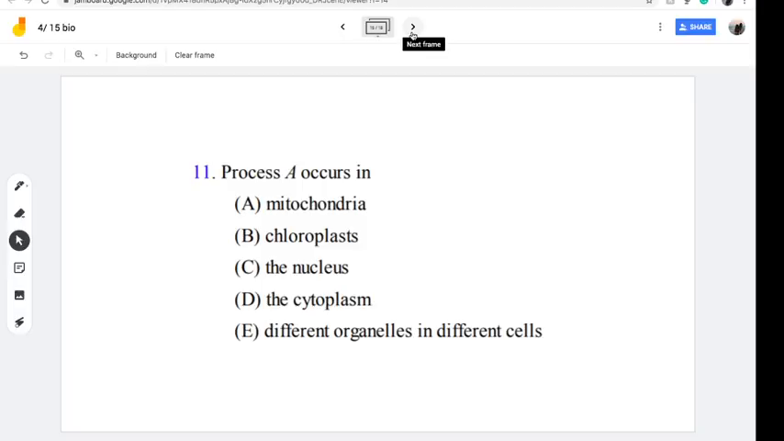And you might be tempted to say mitochondria because a lot of cycles happen there, such as the Krebs cycle and so on. But actually, this is a special case because glycolysis does not occur in mitochondria. Instead, it occurs in the cytoplasm of all cells. So the answer here would be cytoplasm.